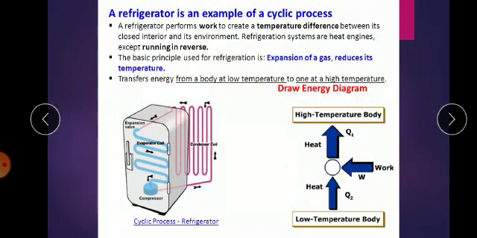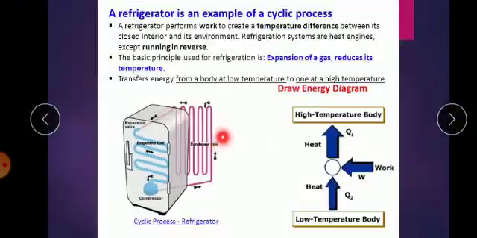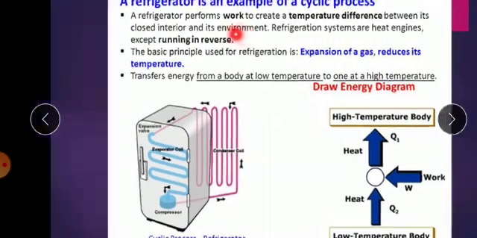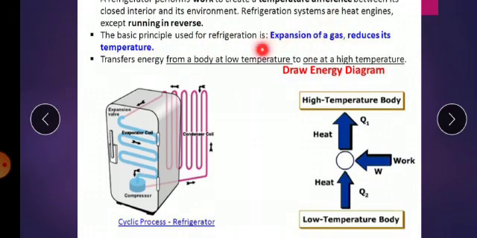In this process, the refrigerator works to create temperature differences between its closed system, the interior, and its environment. The refrigerator system runs like a heat engine in reverse. The basic principle used for refrigerators is expansion of gas to reduce its temperature, transferring energy from a body at a low temperature to one at a high temperature. So the refrigerator works on the principle of a cyclic process.